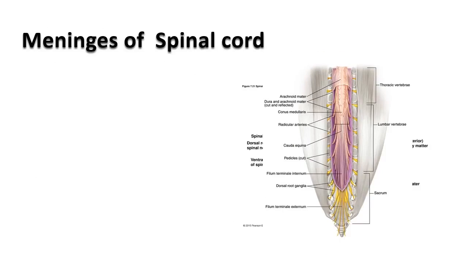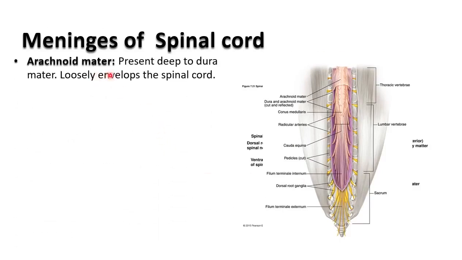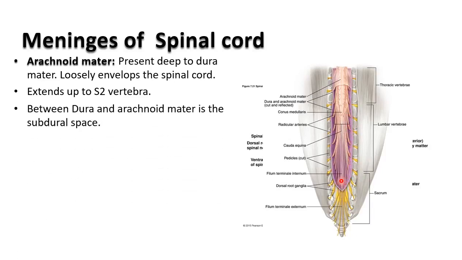Coming to the next layer, the arachnoid mater. It is present deep to the dura mater. Here you can see the arachnoid mater, cut and reflected for you. The arachnoid mater again extends only up to the second sacral vertebra. Deep to the arachnoid mater you have the subarachnoid space, and outside the arachnoid mater, between the dura and the arachnoid, is the subdural space.